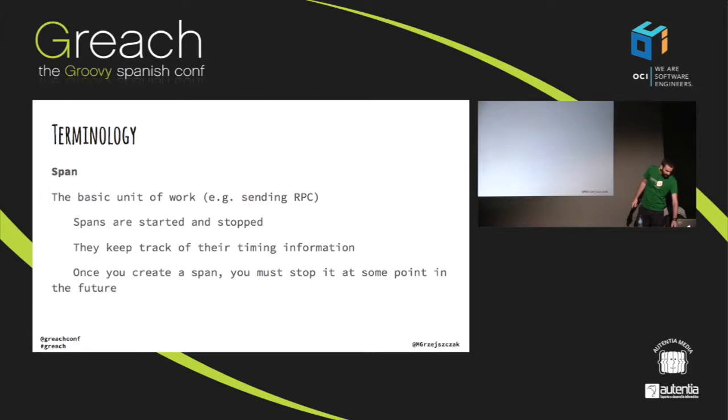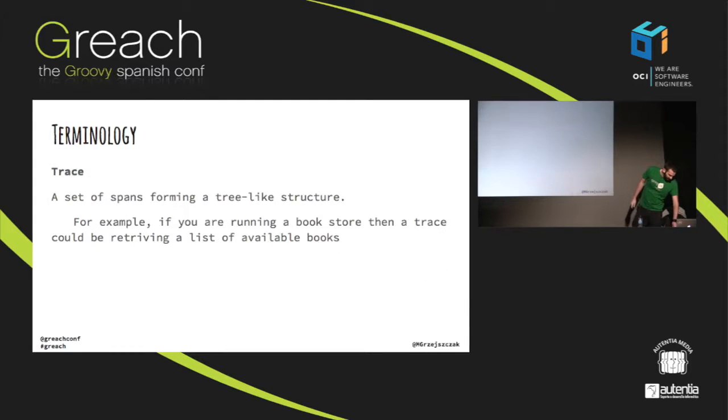So now, terminology. There's something called a span. A span is a basic unit of work. So if you send a message over a wire, it's a span. Spans are started and stopped. They also have a notion of duration, so they keep timing information. If you send a span, you receive a response and you stop it, then you know how long it actually took. And once you create a span, you must stop it at some point in the future. We do test that also in the end-to-end test. Even though everything seems to be working, we want to ensure that there are no stupid issues, no warning messages and stuff like that.